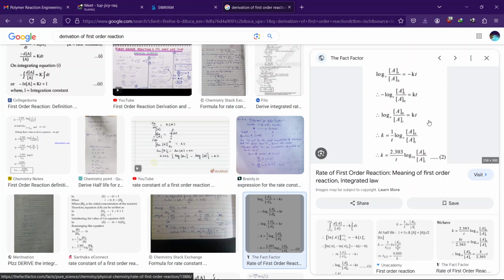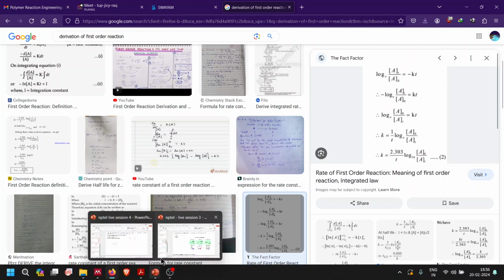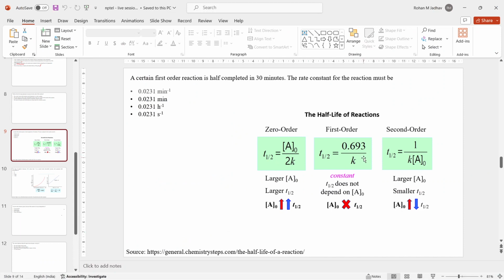It will go on top with the minus kt, and it will become the natural logarithm of 2, and that will give you 0.693 equal to kt. Then you will have the expression 0.693 by k is equal to t. Understood? So that's how you derive it for the first order.